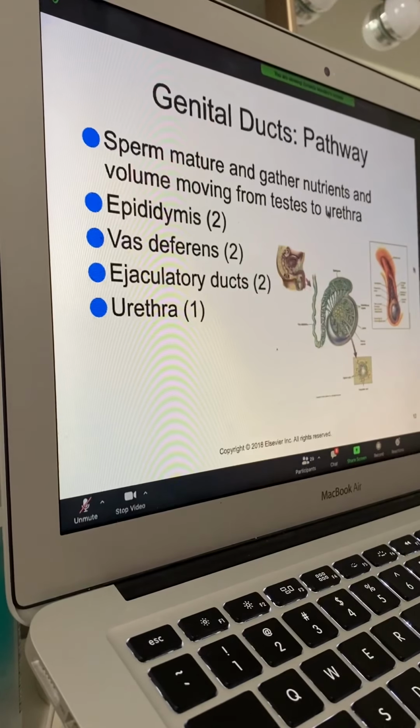So the sperm mature in the epididymis. It will travel to the vas deferens and then to the ejaculatory duct. From the ejaculatory duct, it will travel to the urethra for expulsion. And the male produces millions of sperm per day. How often they are produced depends on how often the male ejaculates.